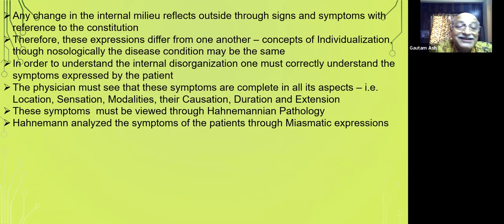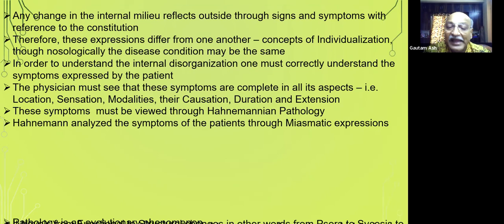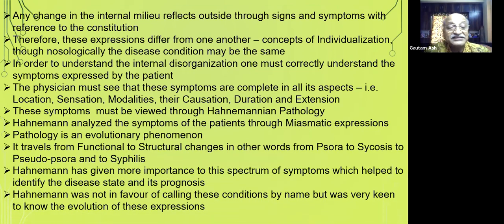In order to understand the internal disorganization, one must correctly understand the symptoms expressed by the patient. The physician must see that these symptoms are complete in all their aspects, that is location, sensation, modality, causation, duration, extension. This is very important, I have already mentioned. These symptoms must be viewed through Hahnemannian pathology. The pathology taken in the Hahnemannian way, or the analysis done by Hahnemann, is something different from the analysis done by modern medicine in the pathological aspect.